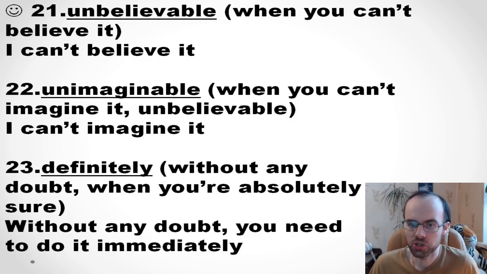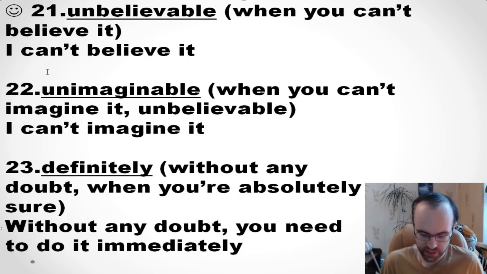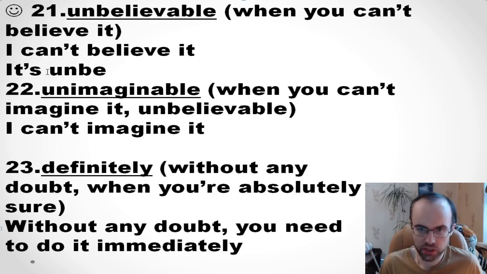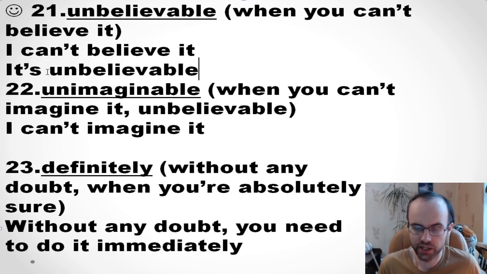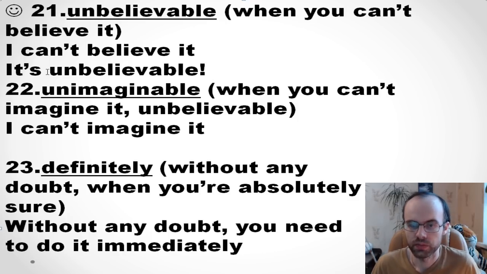Next, unbelievable. It's when you can't believe it. Look, I can't believe it. So how will you say it using unbelievable? Okay, it will be it's, and then we need to spell it correctly. Is it written correctly? Yes, it's correct. So it's unbelievable, or I can't believe it.